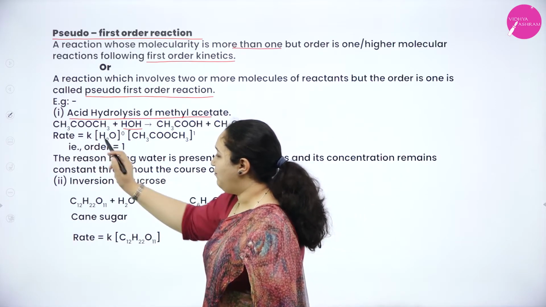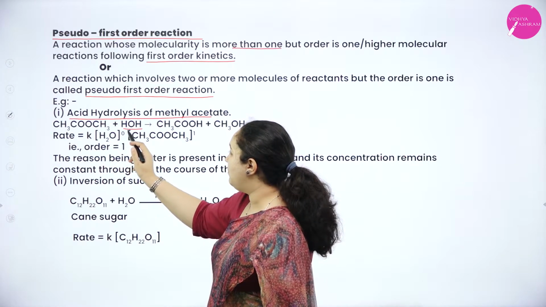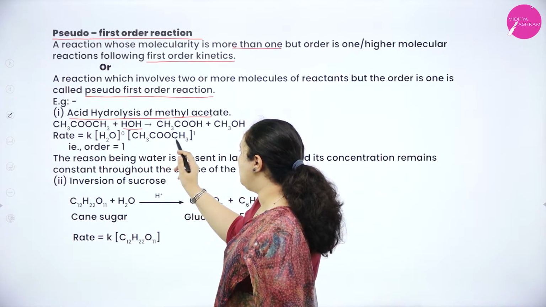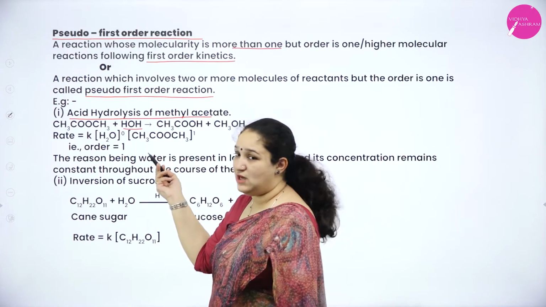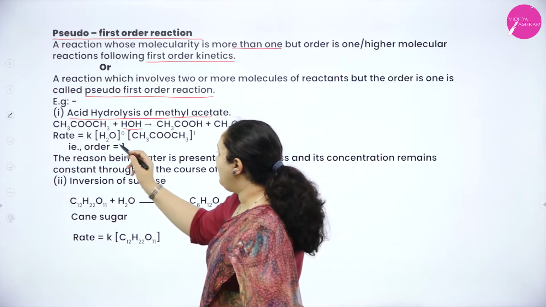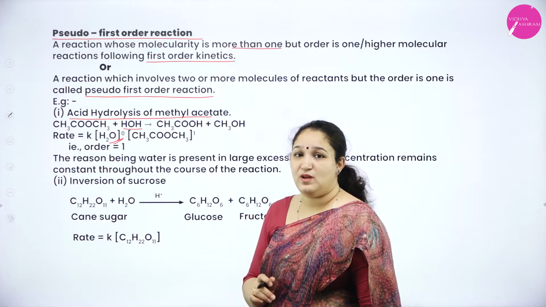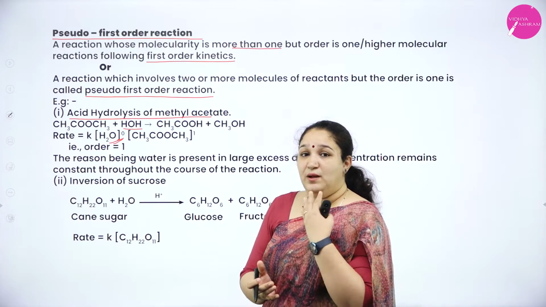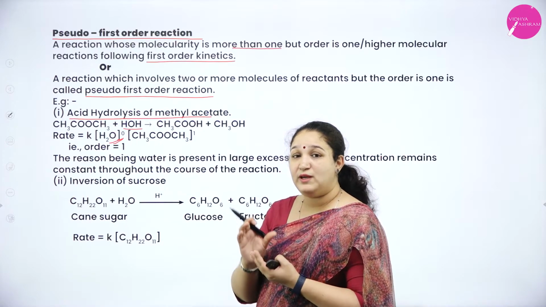Now, rate, if I write, k = [H2O]^0 [CH3COOCH3]^1. So, order will be 1 plus 0 which is equal to 1. Now, why have we taken H2O to the power 0? What we are doing is, methyl acetate we are taking in small quantity compared to water.